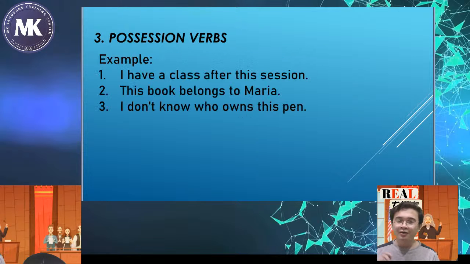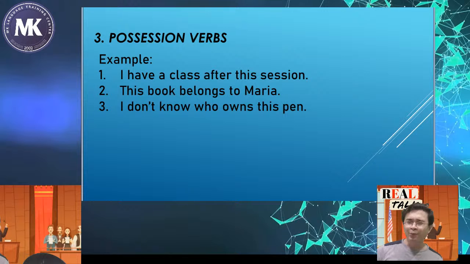Example sentences of possession verbs are, first one, I have a class after the session. Have means this person possesses a class after the session, so it's also a possession verb. This book belongs to Maria. Belongs is also a possession verb. Maria possesses the book. So we call it a possession verb. And for number 3, I don't know who owns this pen.